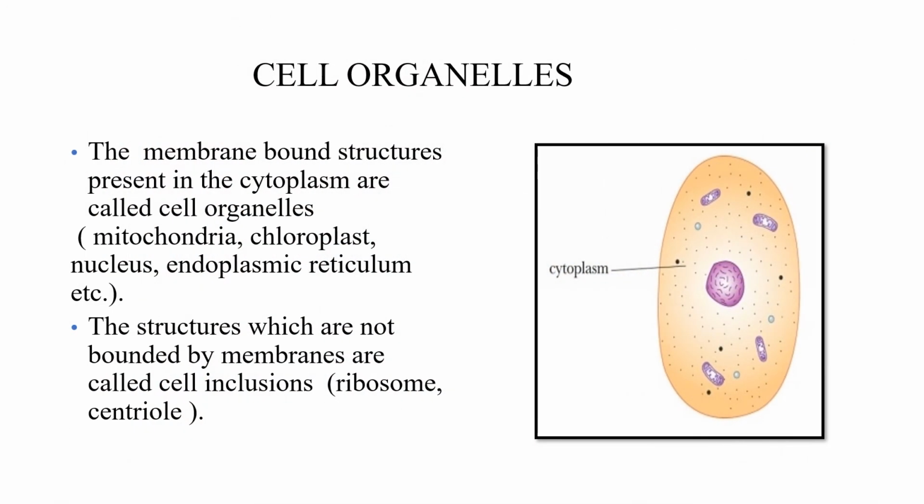Cell organelle. The membrane-bound structures present in the cytoplasm are called cell organelles. See this diagram. This is a plasma membrane. Then this is a nucleus. In between these two, what is present? Cytoplasm. In that, see, this is mitochondria. Like that, the cell organelles are found. Not only mitochondria, but chloroplast, nucleus, endoplasmic reticulum. Okay, the structures which are not bounded by membranes are called cell inclusions. That is ribosomes and centrioles.